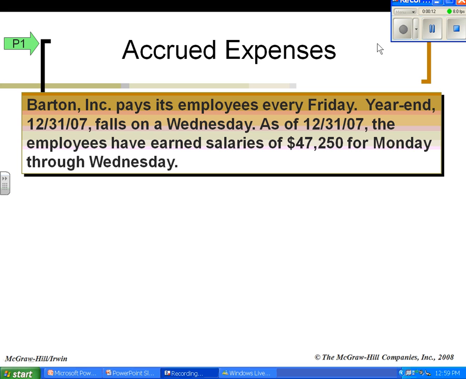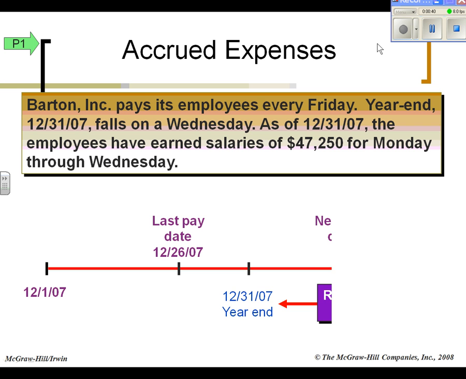Barton Inc. pays its employees every Friday. Year end 12/31, 2007 falls on a Wednesday. As of December 31st, 2007, the employees have earned salaries of $47,250 for Monday through Wednesday. Because we're preparing financial statements as of December 31st, I need to get this expense into that period, even though they're not going to get paid until 2008. All right, so let's look at that.